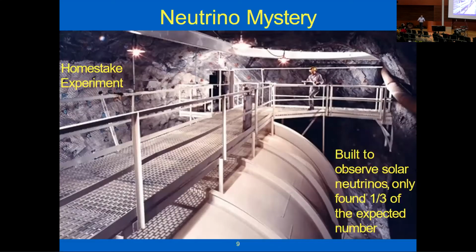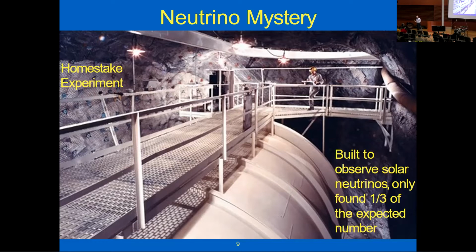Now, that's all great. Those are great facts to know about neutrinos. But why are they interesting? Well, back in the 50s, 60s, we discovered a really interesting mystery that came along with the neutrinos. What you're looking at here is a picture of a detector that was the first detector built to try to observe neutrinos coming from the sun. It was called the Homestake experiment, and it was put in a gold mine out in South Dakota. As I say, it was built to observe solar neutrinos, but they only saw a third of the neutrinos that they expected in this experiment.